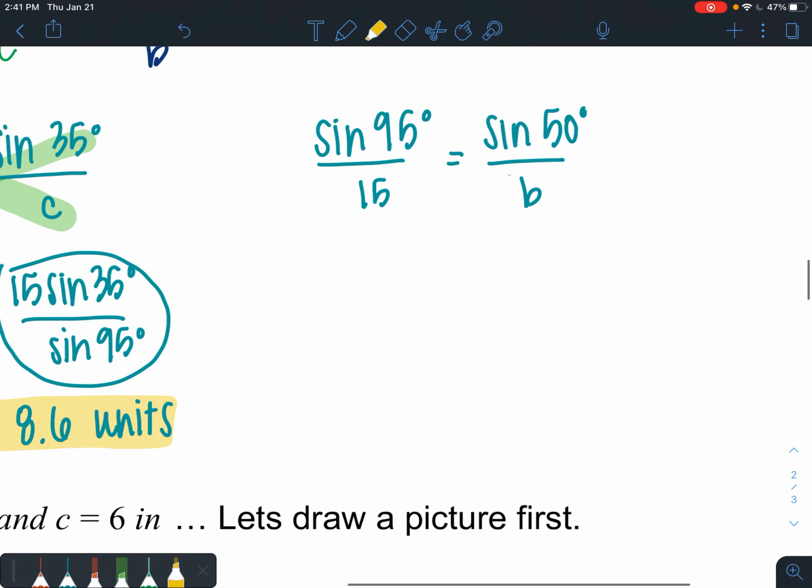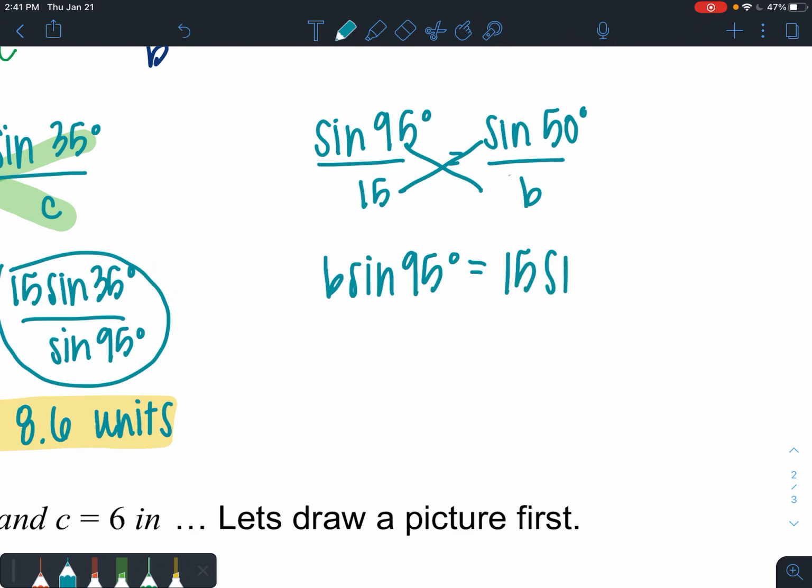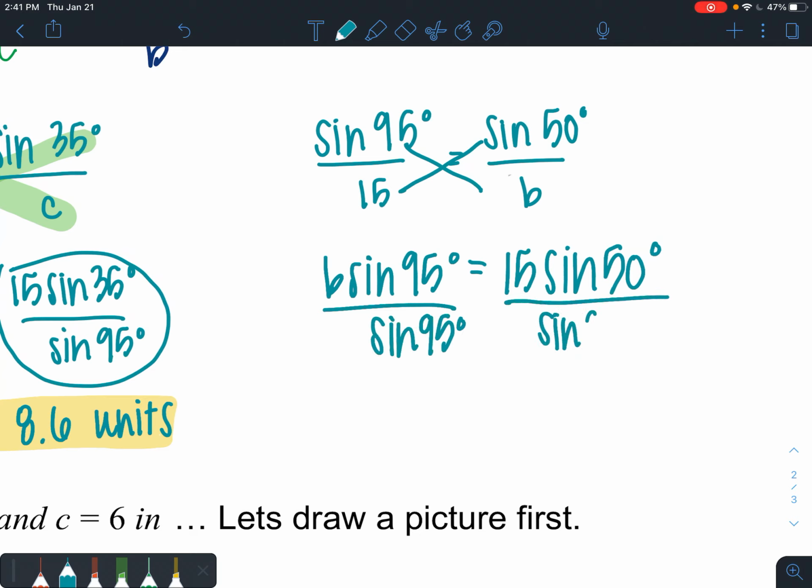Okay. Similar way, we'll do this one. Cross multiply. I'll just draw arrows. So I have B sine of 95 equals 15 sine of 50. Divide by sine of 95. These cancel, and so B equals, when we do that in our calculator, making sure it's in degrees, we get 11.5 units.